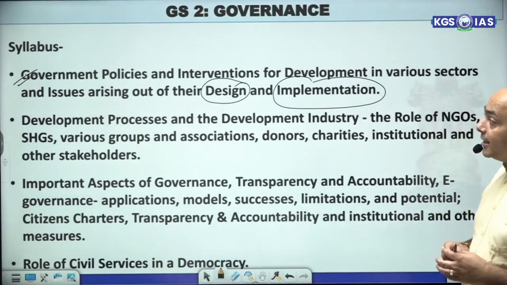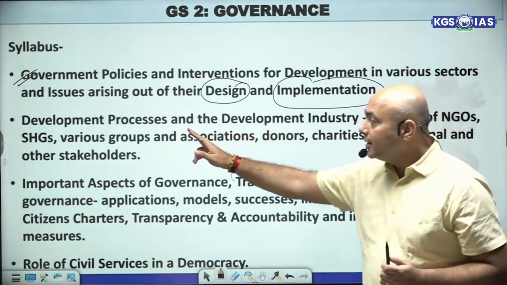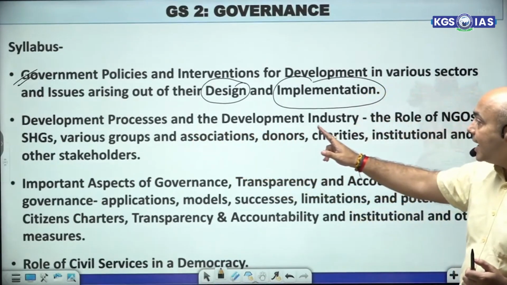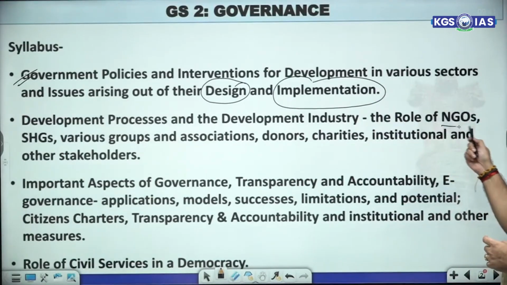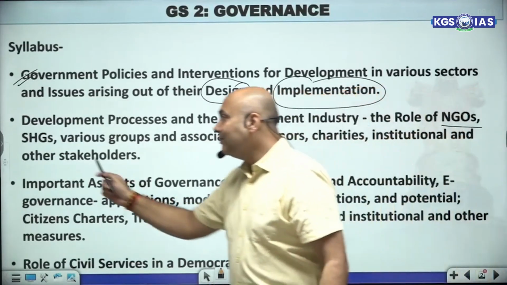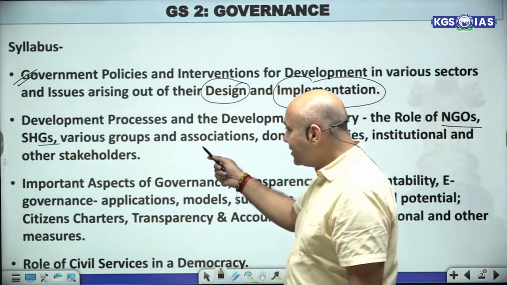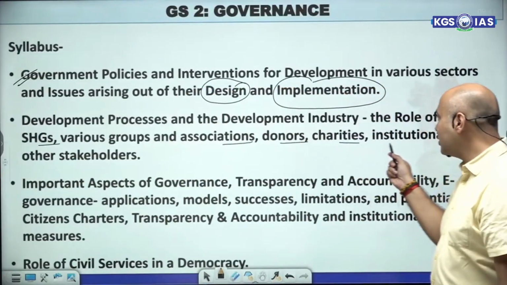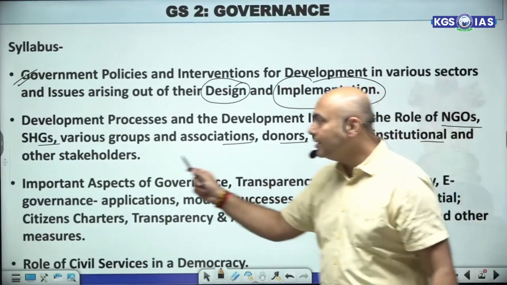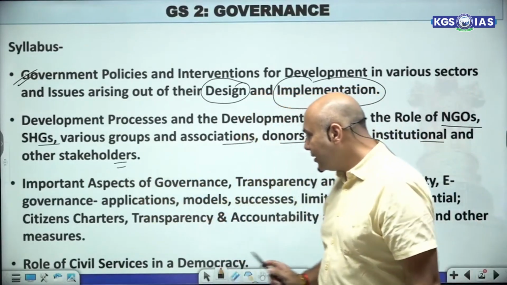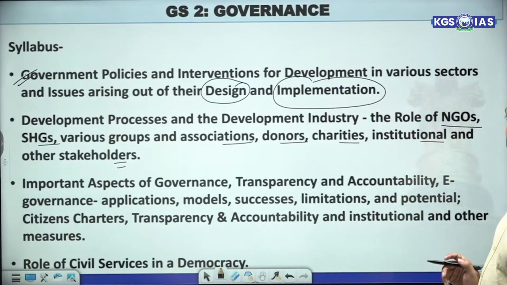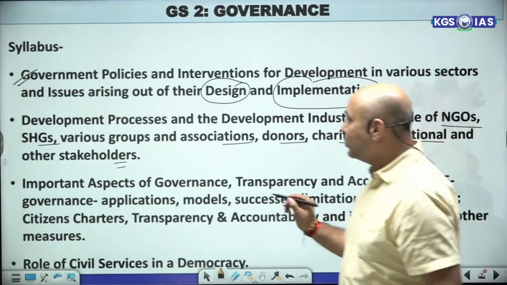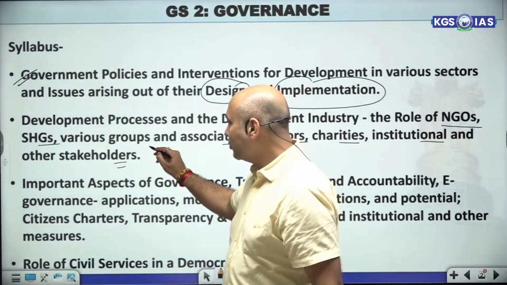ठीक है. Next comes the development process and the development industry, where you have the role of NGOs, the role of self-help groups, the role of various other associations, donor, charity institutions, and other stakeholders. Here, there is an institution that is missing, which should also be mentioned, which is pressure groups. Okay.